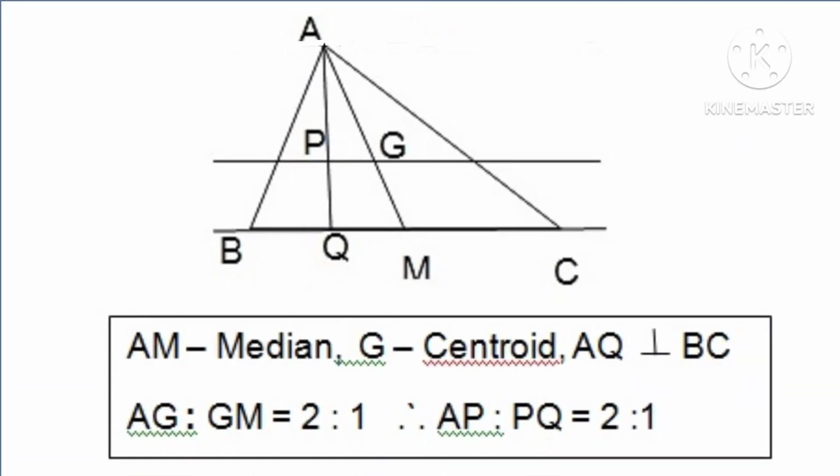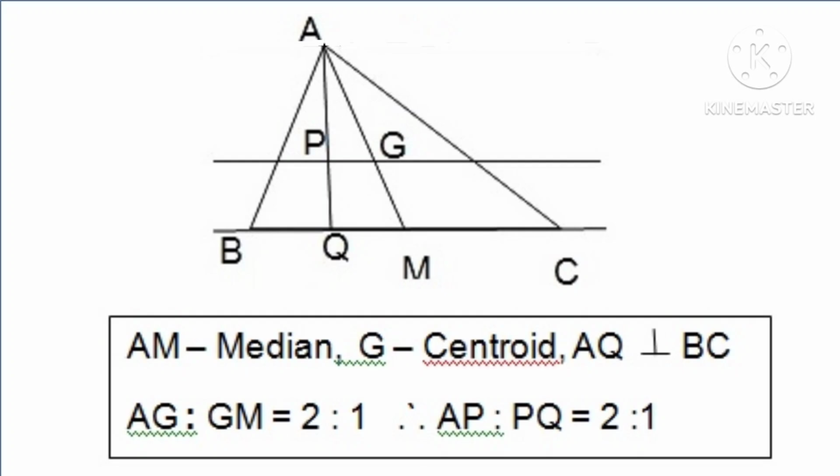28. Variant of the intercept theorem. In a triangle ABC, centroid G divides median AM in the ratio of 2:1. If we draw AQ perpendicular to BC, then a line parallel to BC drawn through G will divide line AQ in the same ratio, that is 2:1.